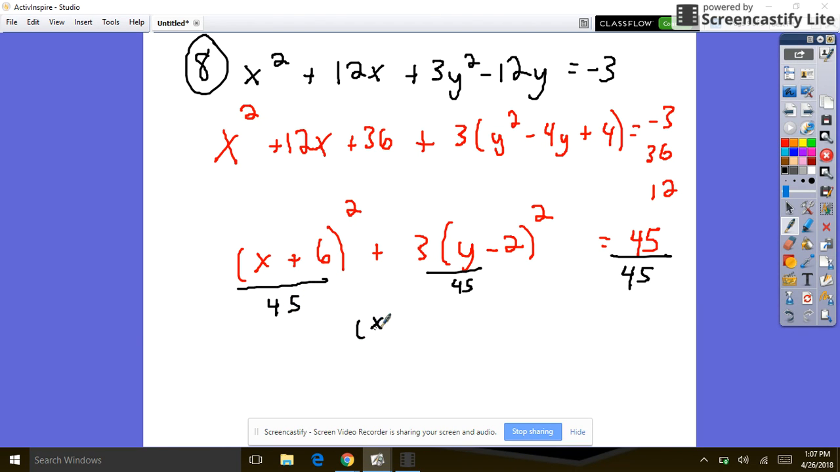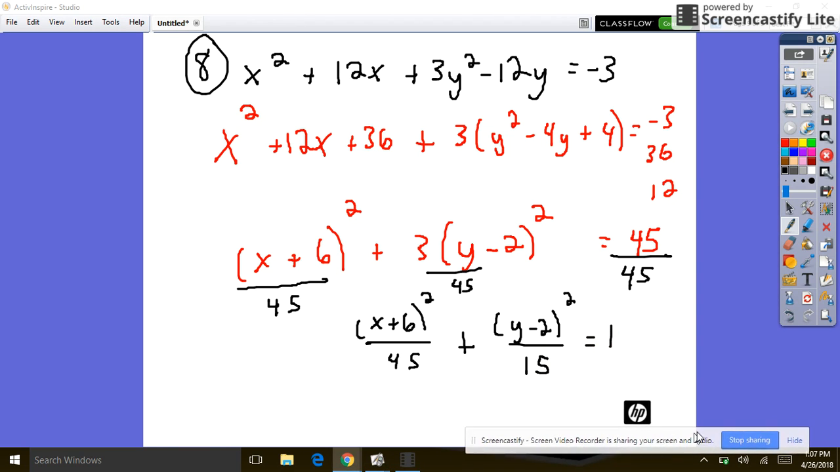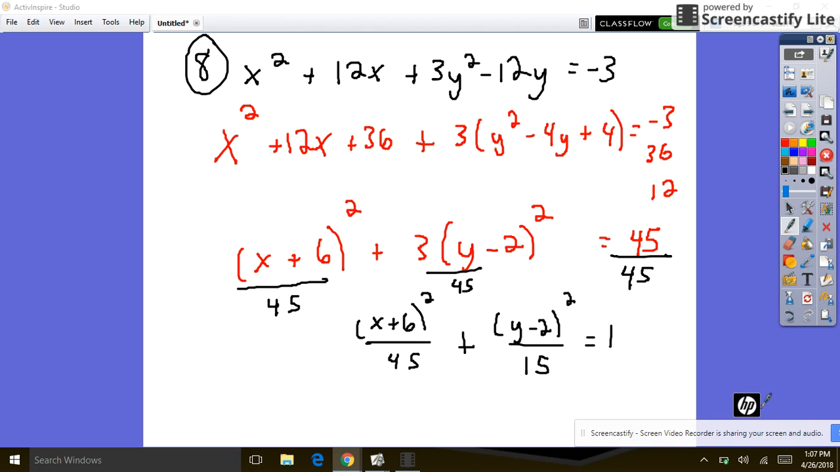So now you have x plus 6 squared over 45 plus y minus 2 squared over, what's that, 15 equals 1. Let's move this out of the way. And this one, actually, we're going to need a lot of space.